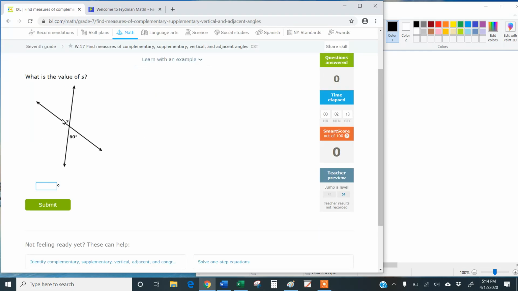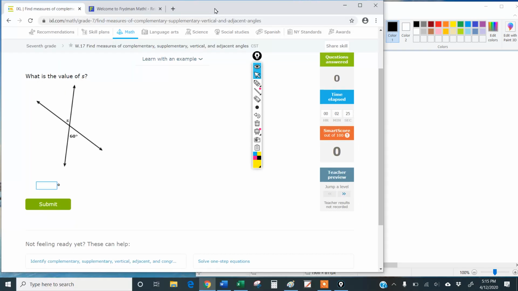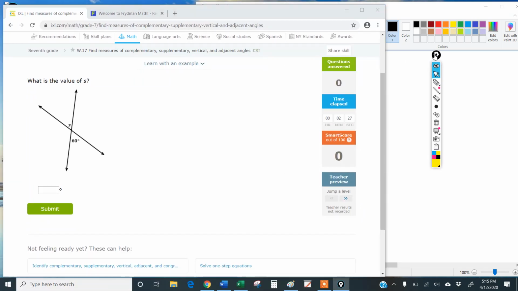All right, with that in our heads, let's try some of these problems. What is the value of angle S? Let me get my pen over here. Okay, so angle S is this angle right over here. You see S right over there.